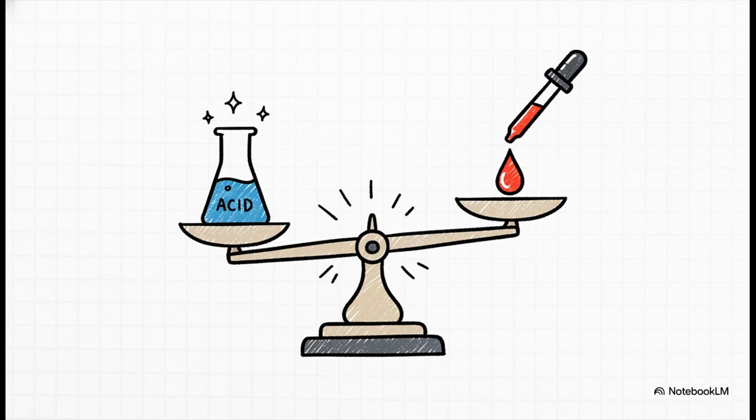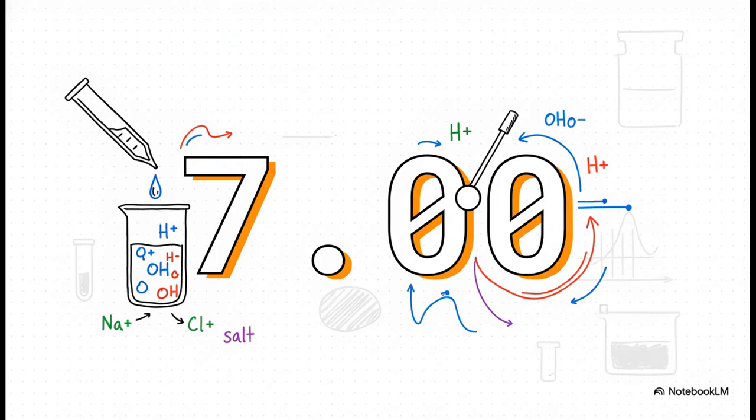This is that perfect fleeting moment when the amount of base we've added is exactly equal to the amount of acid we started with. Everything is perfectly neutralized. So what do you think the pH is at this critical moment? Bam! It's exactly 7.00, perfectly neutral.